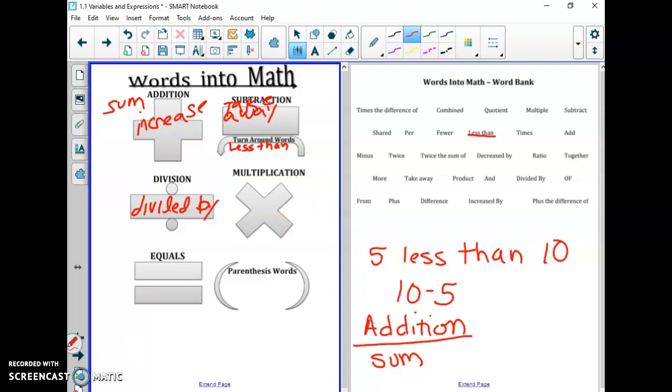Austin, multiplication. Okay. Multiplication for Austin is twice the sum of. Excellent. Good job, Austin. That's a hard one. Twice the sum of. Because twice indicates multiplication, and sum is an addition, but at the end, twice the sum of is going to be a multiplication word or indicator.